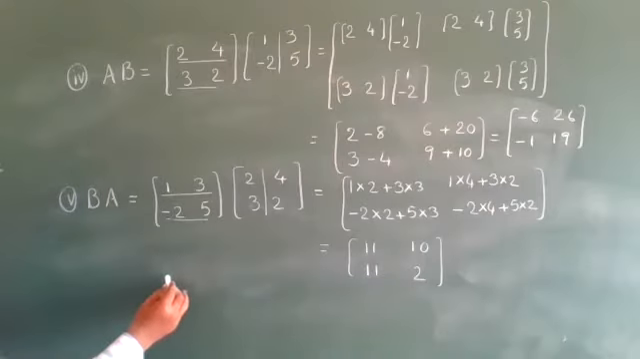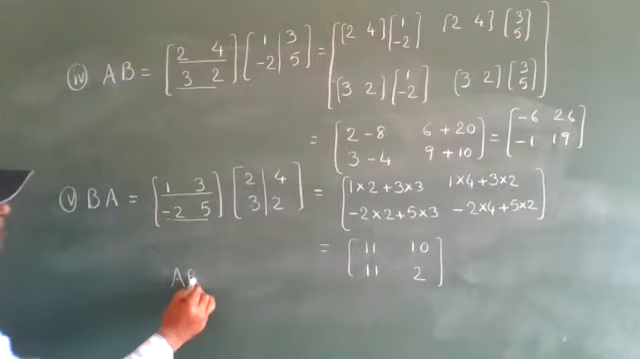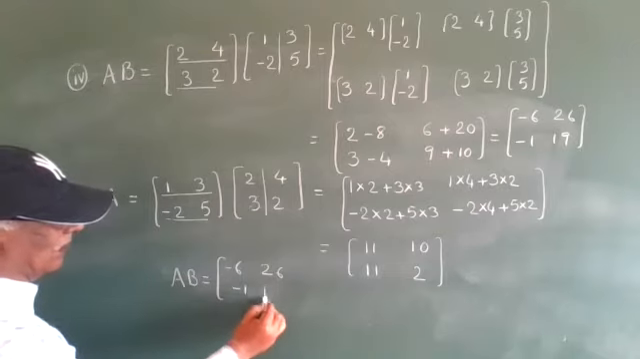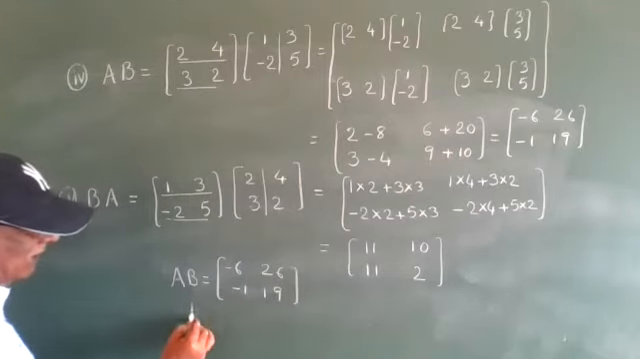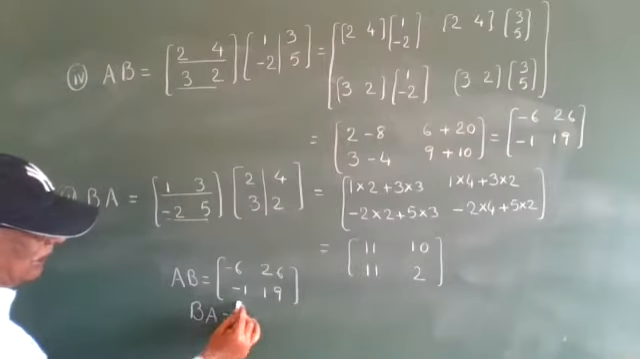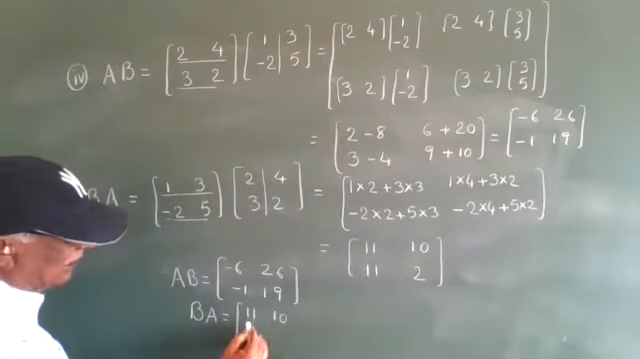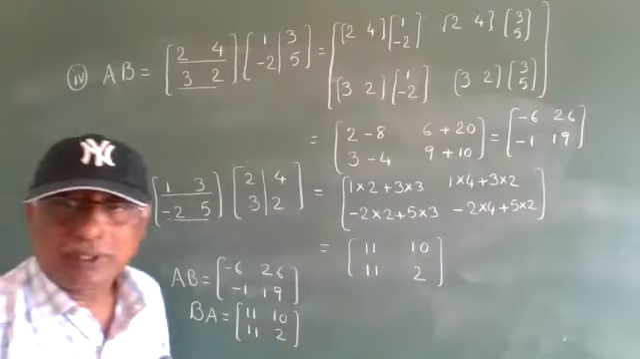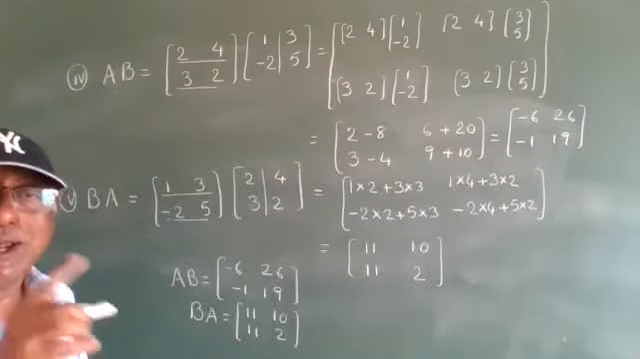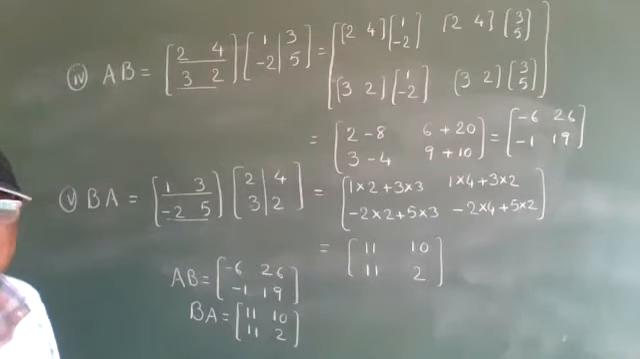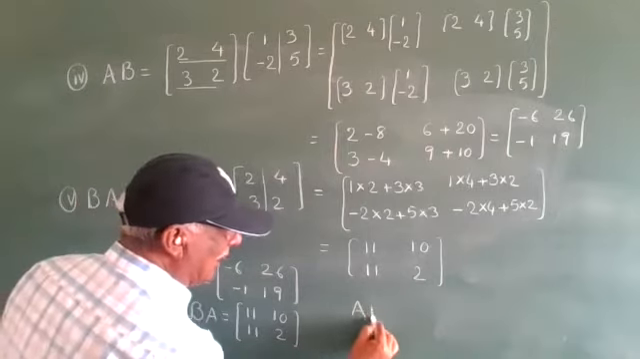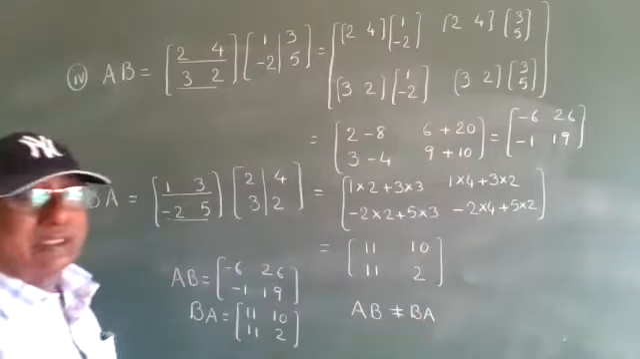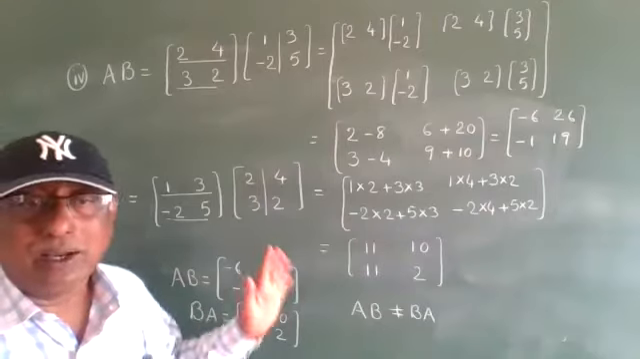See the AB matrix. What is AB equal to? Minus 6, 26 and minus 1, 19. What is the BA matrix? BA multiplication is 11, 10, 11, 2. So AB, BA: equal or not equal? Not equal means it does not obey the commutative law. Now write down: AB not equal to BA, therefore it does not obey the commutative law.